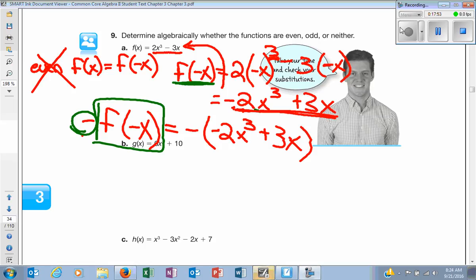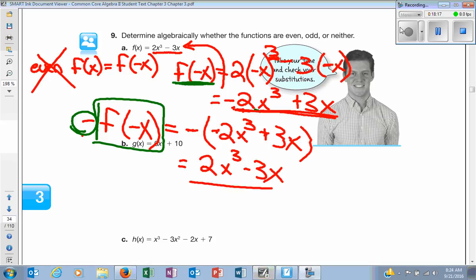I just used what I found and put it back in here, and I'm saying, okay, is that the same as my original? What happens when I distribute the negative? What does this negative do to this right here? So really, I get negative 2x to the third. With me. What happens with this times this? What does that make it?